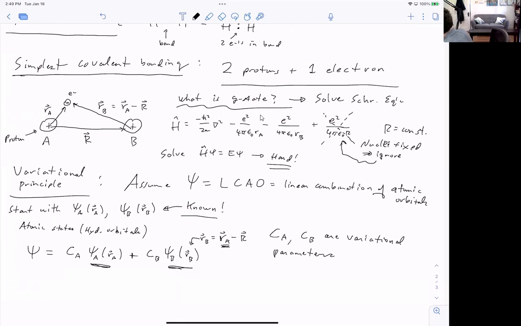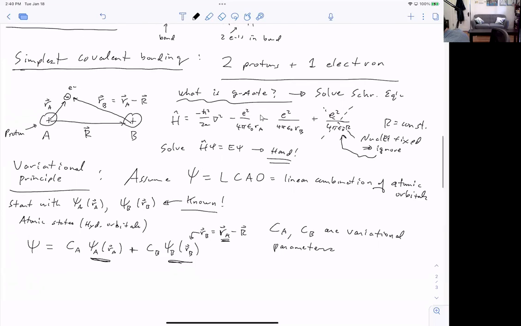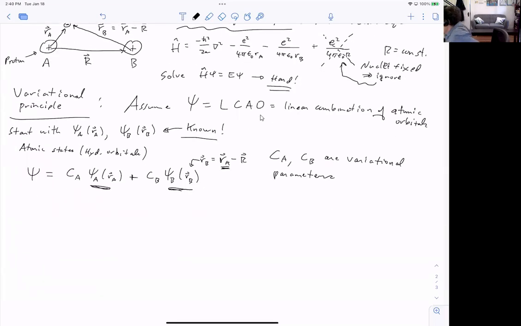Okay. So if you've never heard of it, then go look up the treatment of the variational principle, and learn it. It's not hard. It's easy to learn. But in this discussion I'm going to assume that you have learned it and that you know it. So Ca and Cb are variational parameters. And so we're going to minimize the variational energy with respect to these parameters. And that's going to give us the bonding. That's going to explain bonding. So let's do the variational principle.